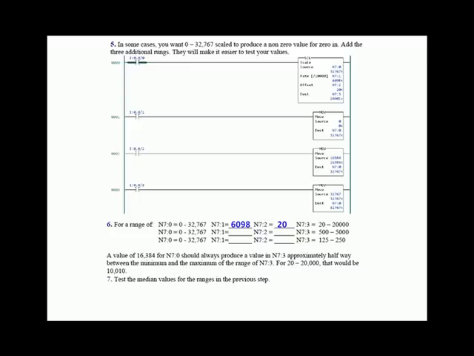For 500 to 5,000, you need a rate of 1,374 and, of course, an offset of 500. Consequently, if you're going to have a range of 125 to 250, you need a rate of 38, but you need an offset of 125.